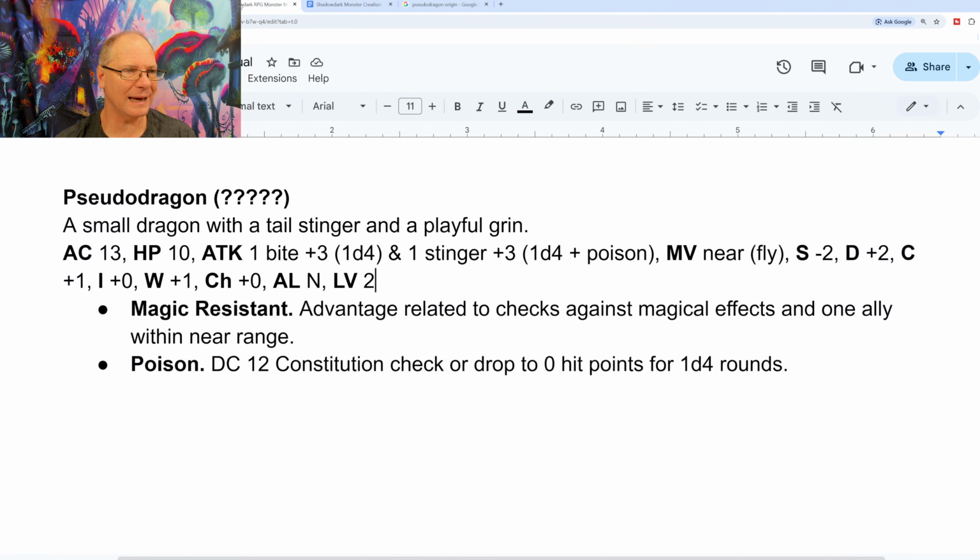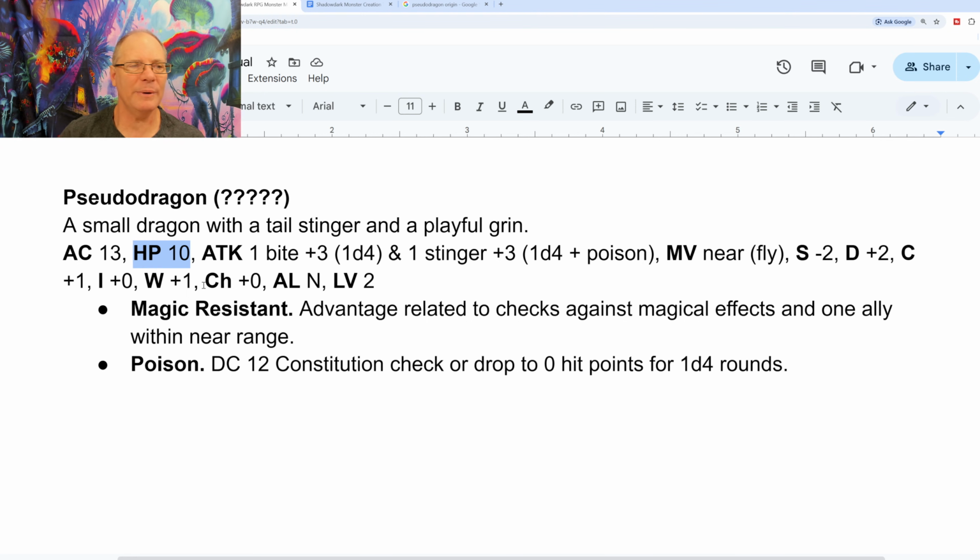So if we have a look at our 4.5, multiply that by 2 is 9, and then our constitution modifier is +1. So 9 plus 1 is 10. So hit points is 10 for our monster.